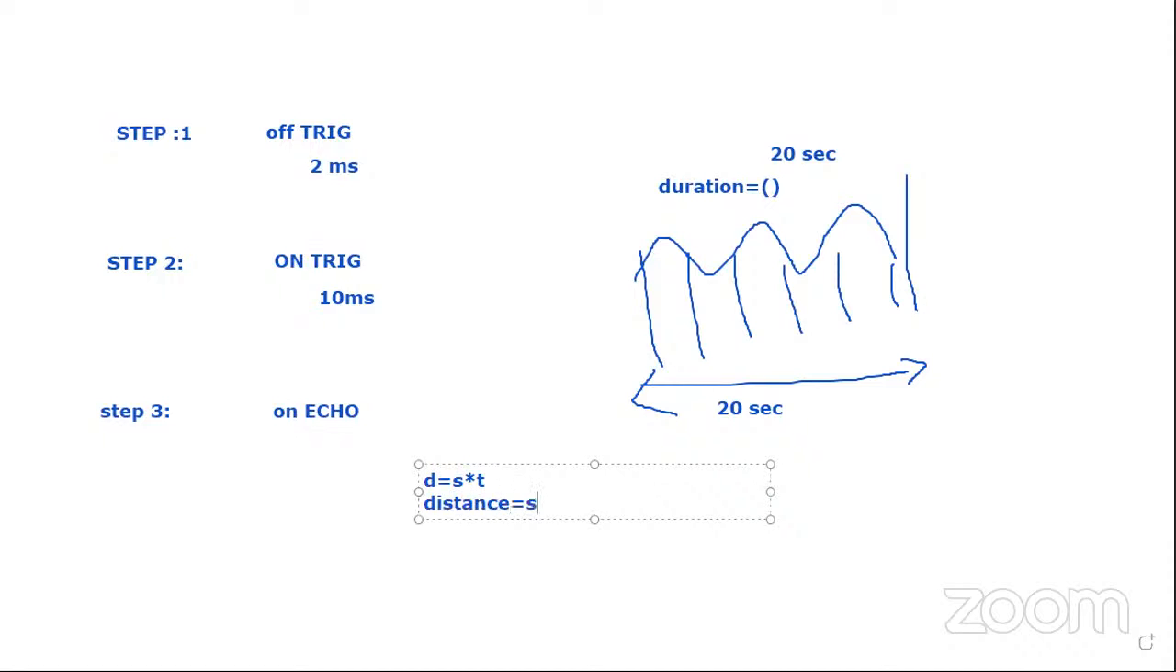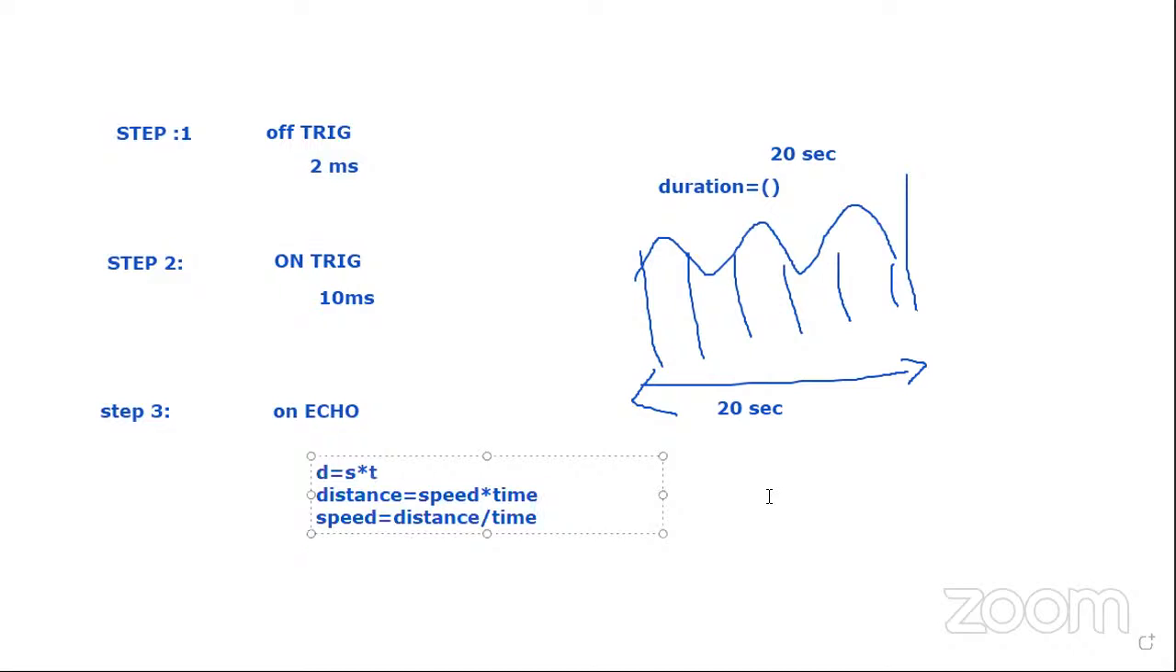Distance equals speed into time, or else speed equals distance by time. How much distance there is and how many seconds you traveled, if you divide that, then you will get how much speed you are getting. So based on this formula, we will do this one, students.